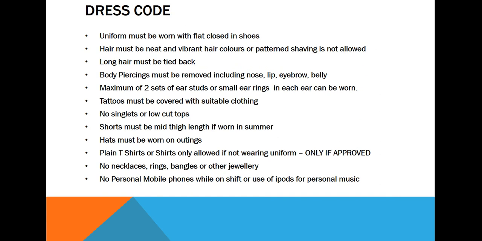At Ablecare, we like to ensure that all of our staff dress professionally and appropriately, as you are representing the organisation, and it also reflects the wishes and choices of the clients that choose our service. Uniform, if it is required, must be worn, with flat closed-in shoes. Hair must be neat, and vibrant hair colours or patterned shaving is not allowed. Long hair must be tied back. Body piercings must be removed, including nose, lip, eyebrow and belly. A maximum of 2 sets of ear studs or small earrings in each ear can be worn.